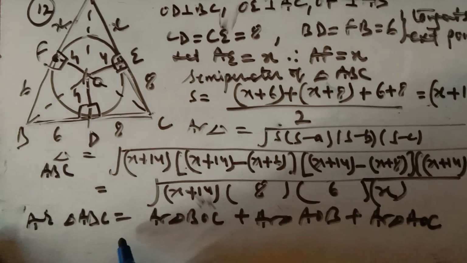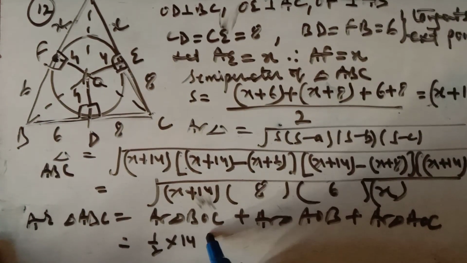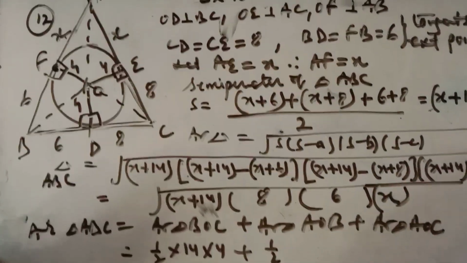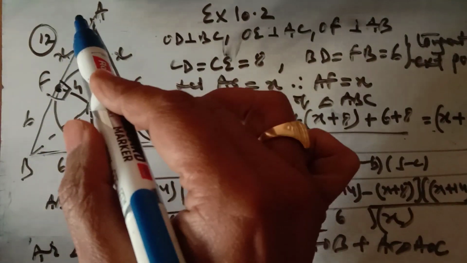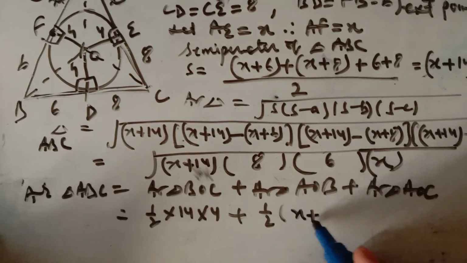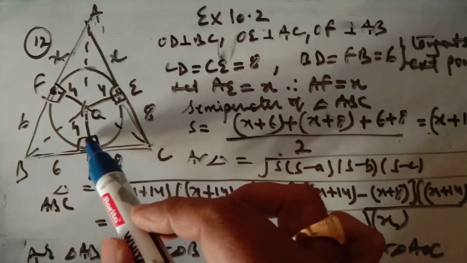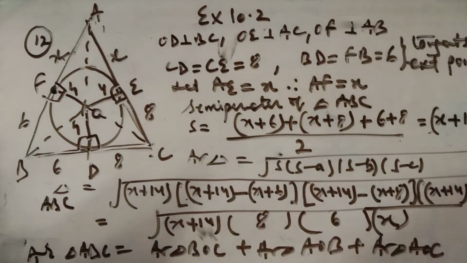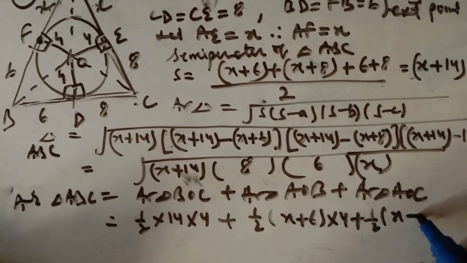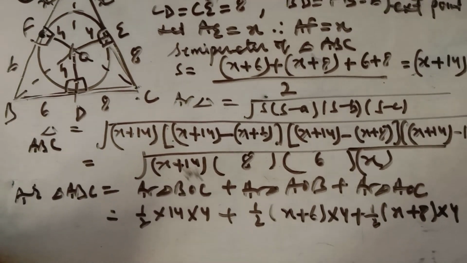Now see it very carefully. So BOC का area half base कितना है BOC का 14, height is 4. Similarly area of triangle AOB, triangle का area half base x plus 6, height 4. Half base is x plus 6 and height is 4. Similarly area of triangle AOC, half base will be x plus 8 and height 4. So half x plus 8 into 4. So this is the second way to find the area of triangle ABC.